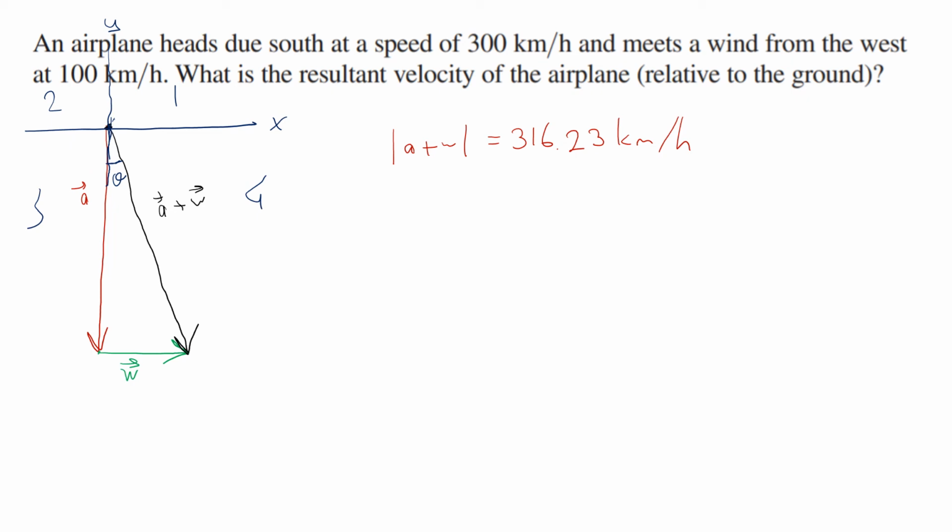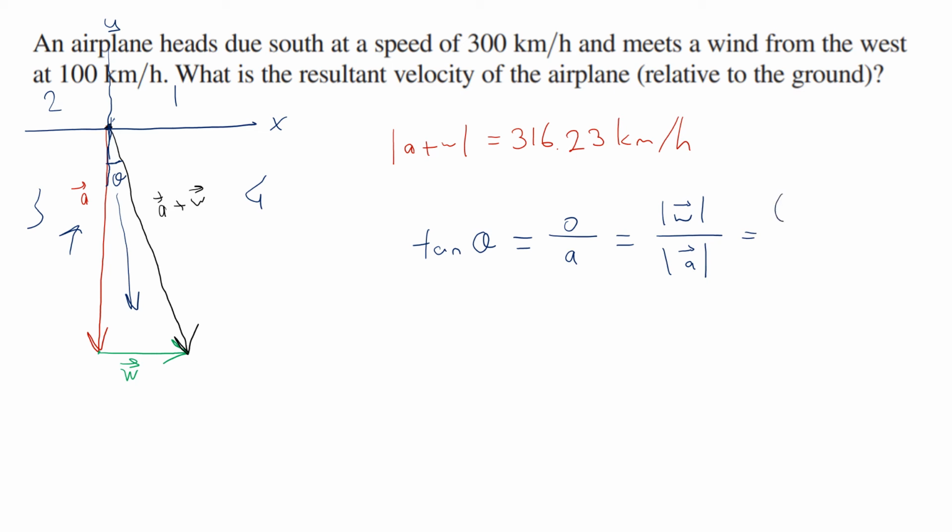I just need to use my tangent law, right? So I can just say tangent equals, if you remember, opposite over adjacent, right? What's my opposite? When you look at the opposite of the angle, that's the wind. So the magnitude of the wind over what's my adjacent? That's the airplane.